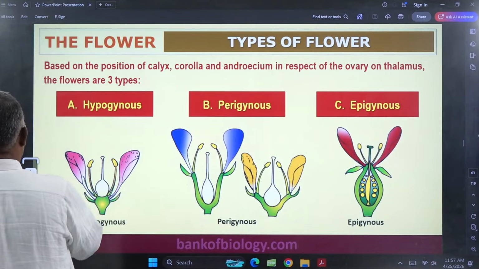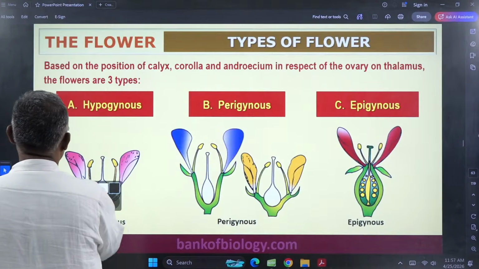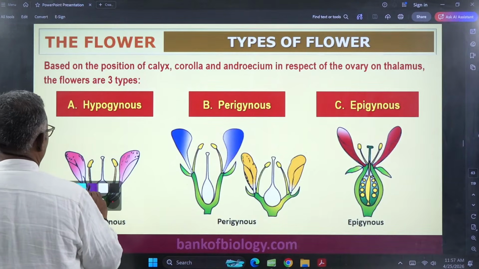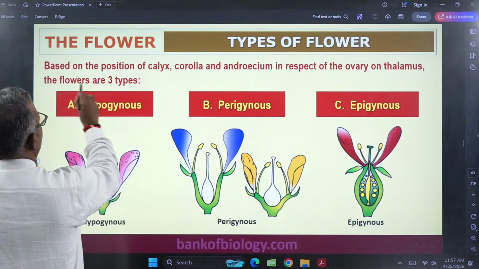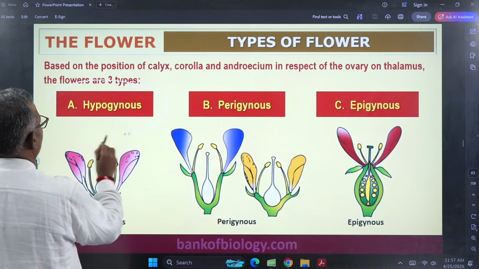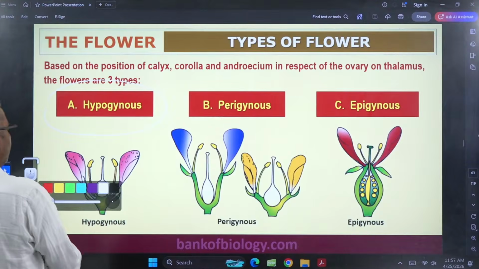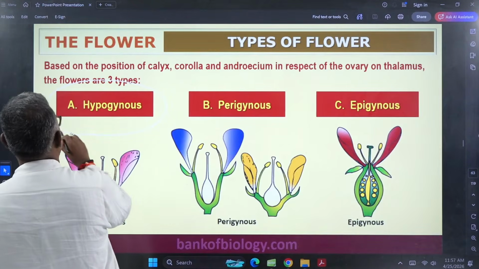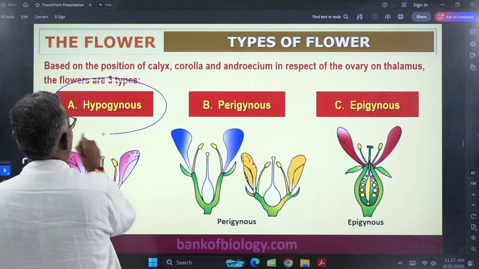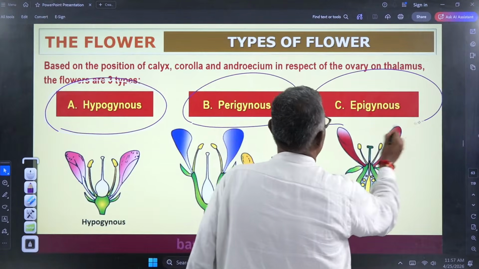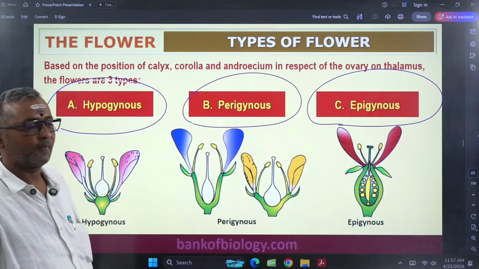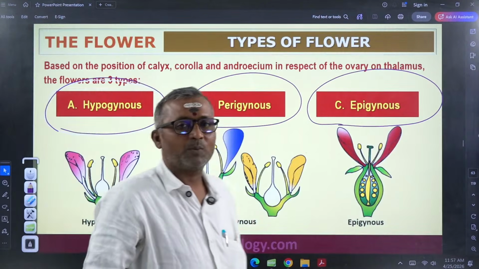One is epigynous flowers. Epigynous flowers, the first one. Now this is epigynous flower. Sorry, the first one is hypogynous flower. This is hypogynous flower. Next, perigynous flower and epigynous flowers. These are the three categories. Let us see about hypogynous flower.